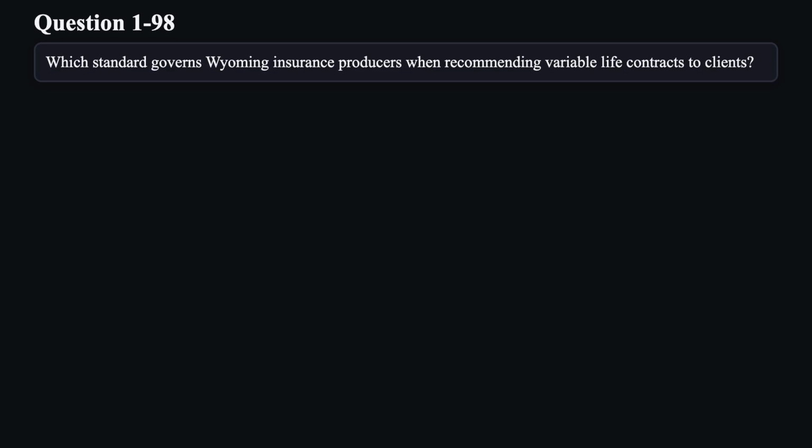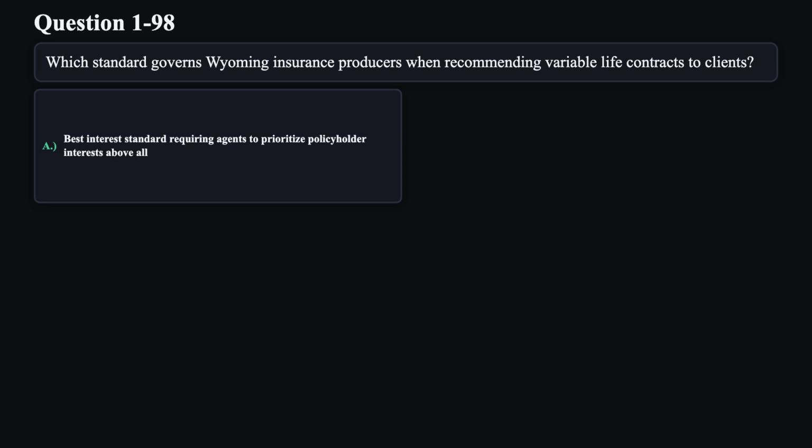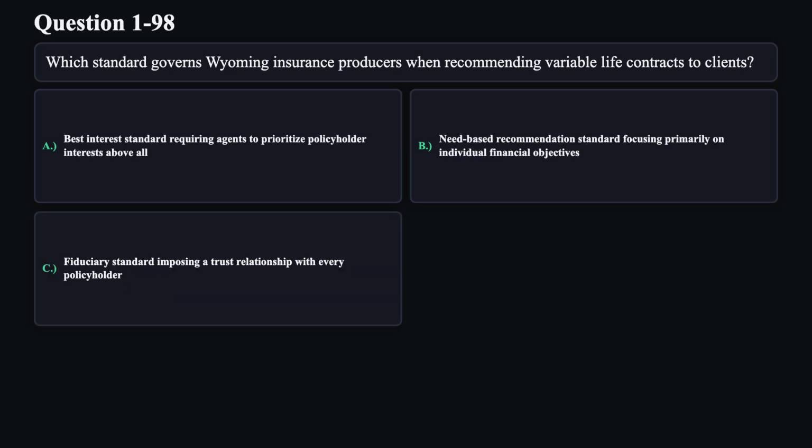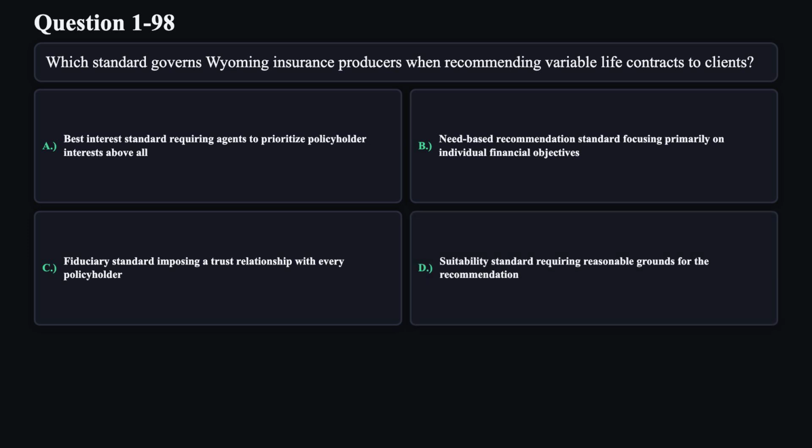Question 98. Which standard governs Wyoming insurance producers when recommending variable life contracts to clients? A. Best interest standard, requiring agents to prioritize policyholder interests above all. B. Need-based recommendation standard focusing primarily on individual financial objectives. C. Fiduciary standard imposing a trust relationship with every policyholder. D. Suitability standard requiring reasonable grounds for the recommendation.